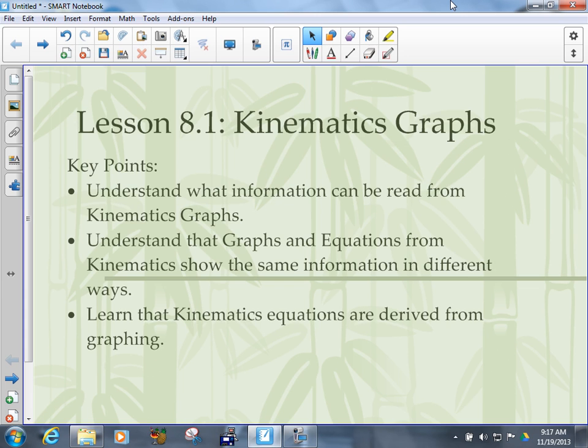All right, now, what were we asked to get in that lab from that graph? Velocity. Okay, we were asked to get velocity from that graph, and how did we get it? We used the slope of the line.